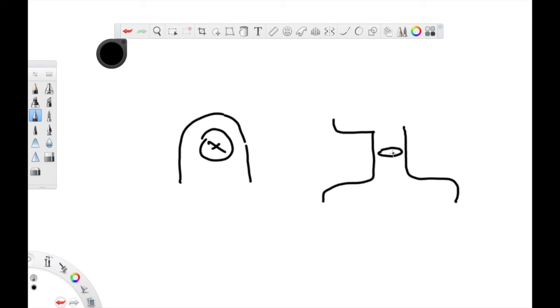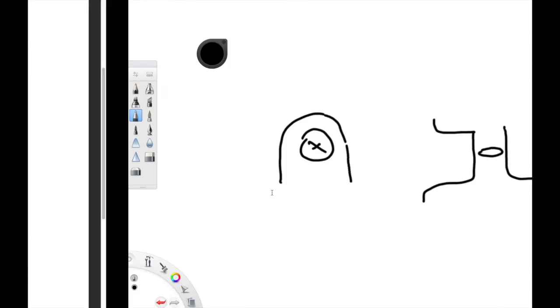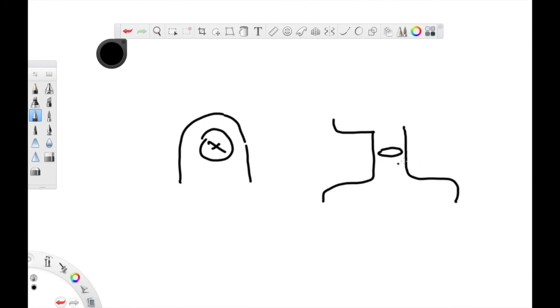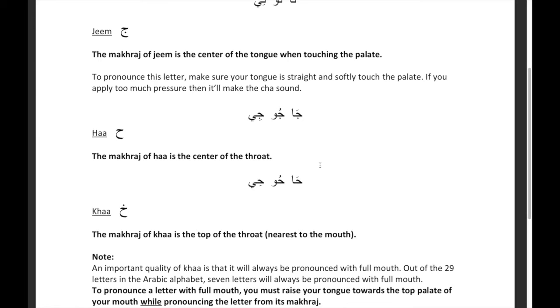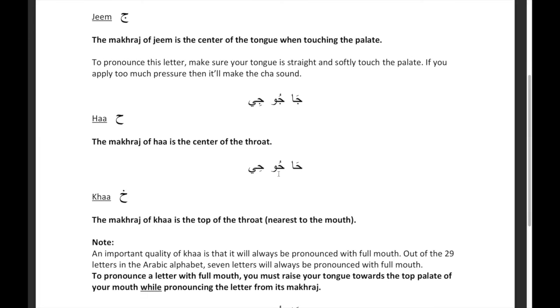So your ha will pronounce here. If you put your finger here, you should be able to feel. Try closing your eyes, put your fingers there, and try to visualize that you're actually pronouncing from this part of your throat. Ha, ha, ha. You will have to put some pressure and flex these muscles right here in the middle. This is pronounced ha, hu, hi.